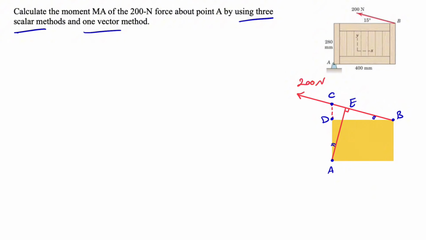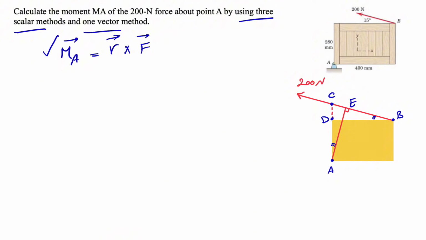So we know that for finding the moment, here we are trying to find the moment about point A. And since moment is a vector, we have the cross product of r and F, where r is the distance vector and F is the force that we have in here. So let's go with the 3 scalar methods first. And after that, we're going to go by the vector method, which is what we have in here.